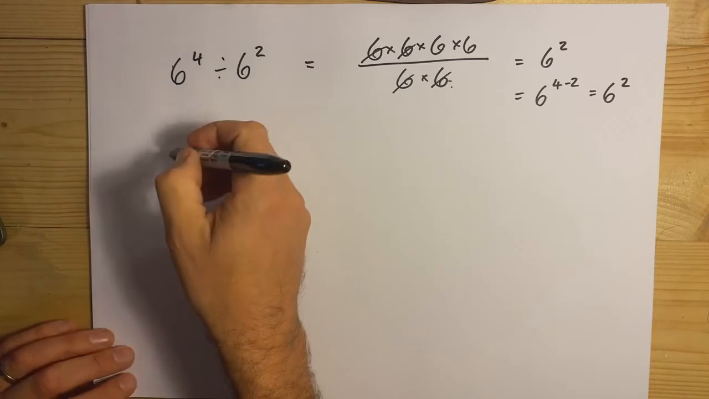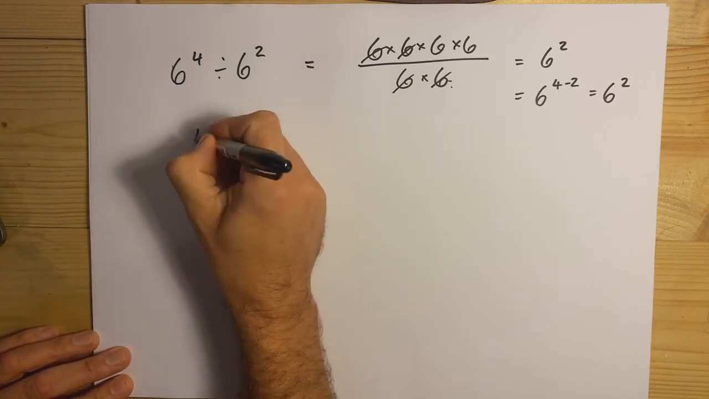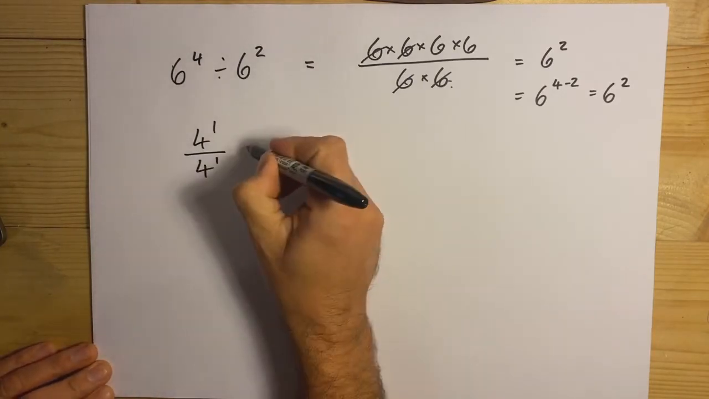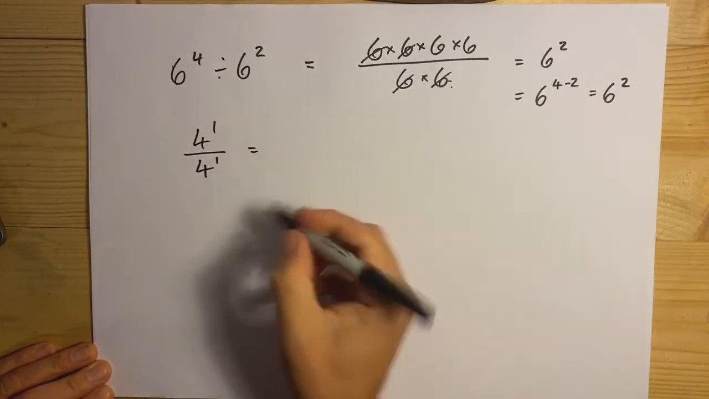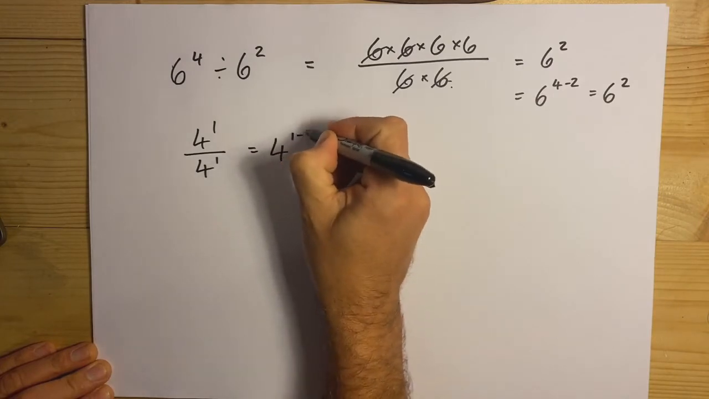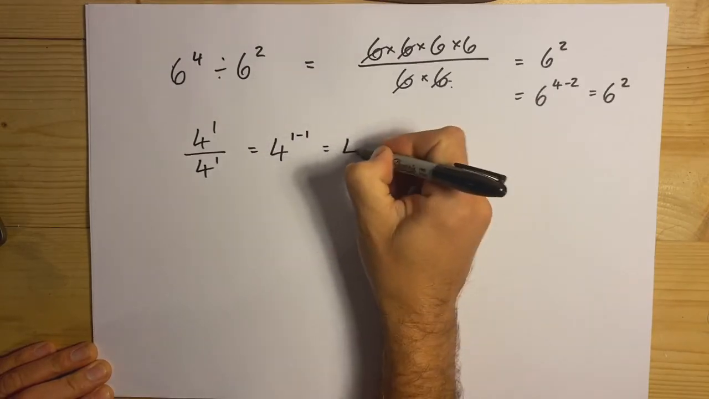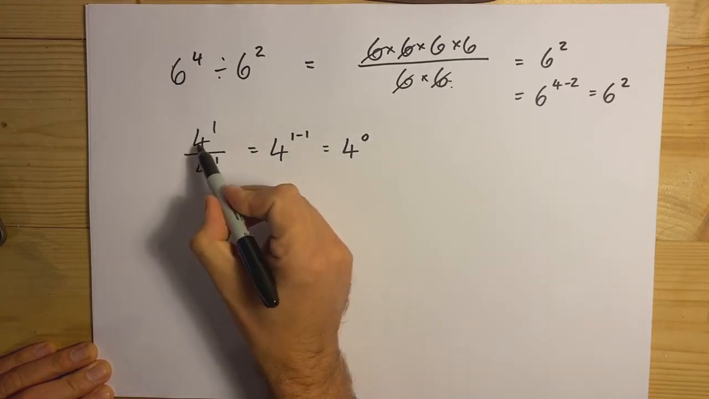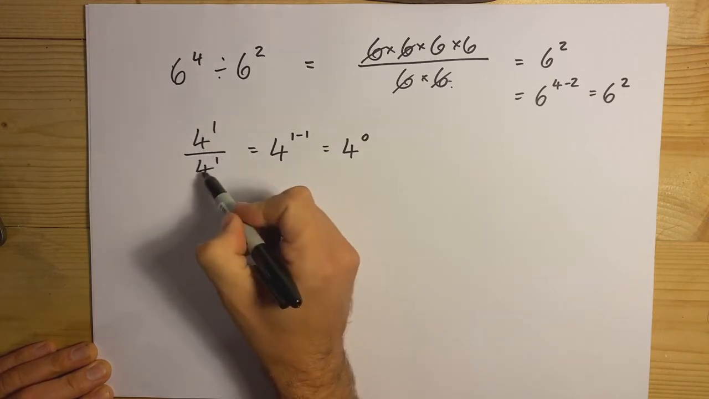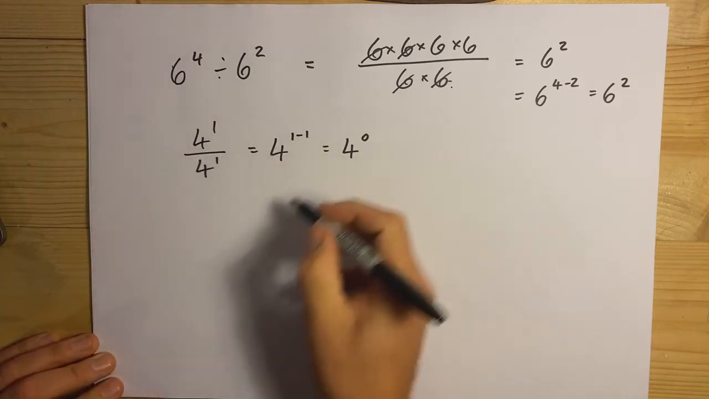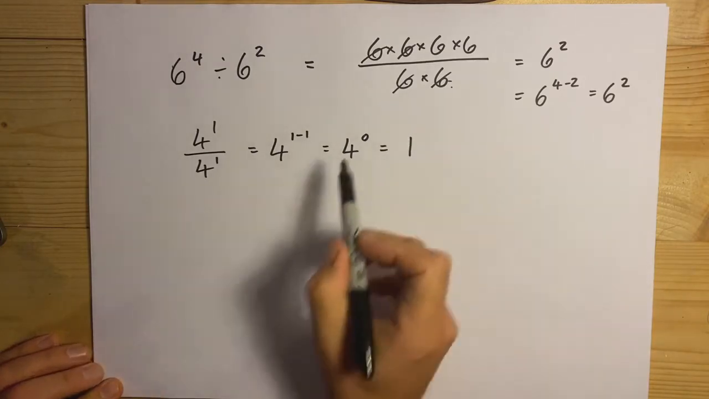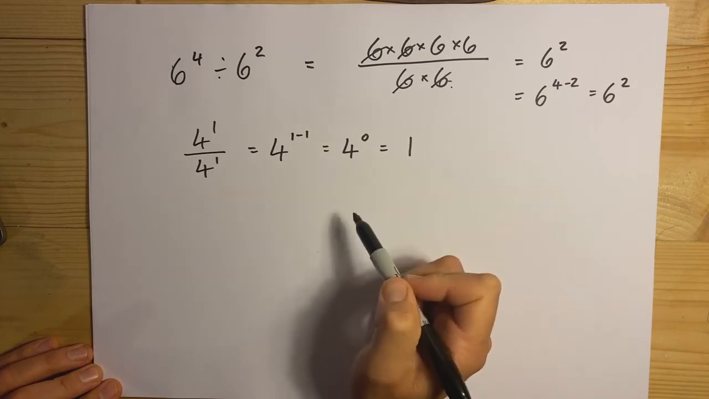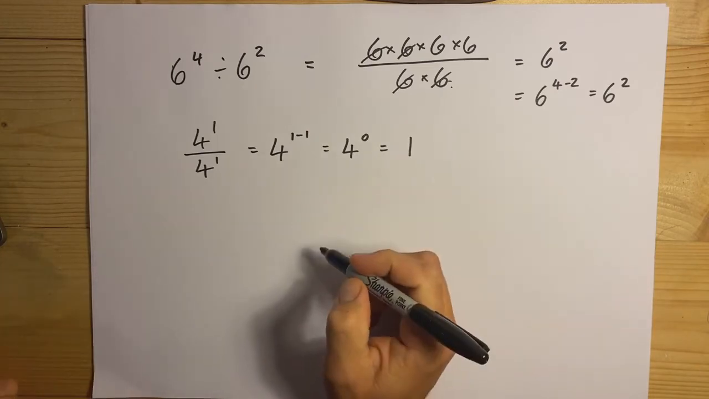Let's consider another special case with division to illustrate another point. So let's say we've got 4 to the power 1 divided by 4 to the power 1. Now, if we apply our little rule up here, that would be the same as saying 4 to the power 1 minus 1. 1 minus 1 is 0. So there we have 4 to the power 0. At the same time, we know that 4 to the power 1 is just 4. So it's 4 divided by 4. Anything divided by itself is just 1. So anything to the power 0 is just 1. 4 to the power 0 is 1. 10 to the power 0 is 1. X to the power 0 would be 1.